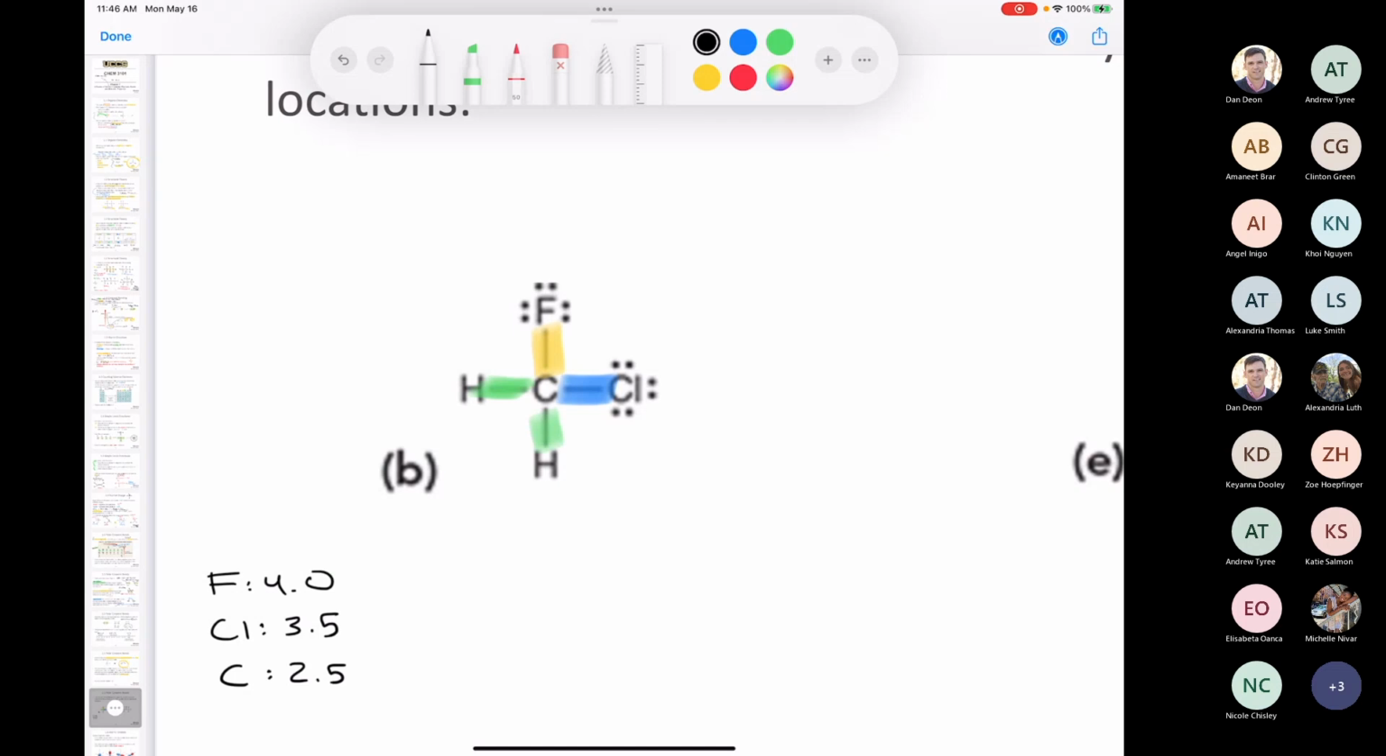So Andrew, I'll try to re-explain it here. So we want to know if this yellow bond, is it polar? So what we do is we calculate the difference in electronegativity. The triangle means delta, which is difference. Just like in general chemistry, you would have seen delta H, which is change in enthalpy. So we have the difference in EN, which is electronegativity.